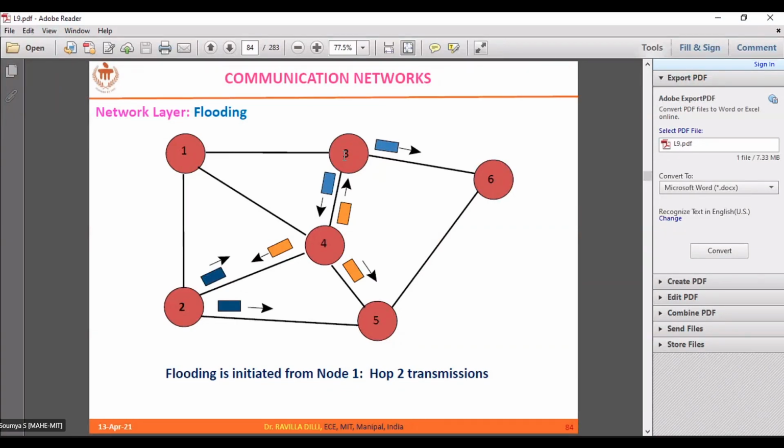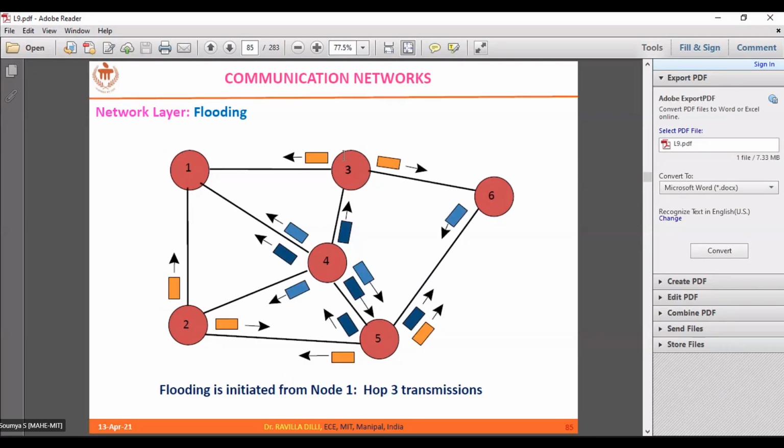Even if any link in between fails, the packet has definitely reached the destination through some other route, right? So instead of finding the shortest path, this is also another method that is done. This is called flooding.